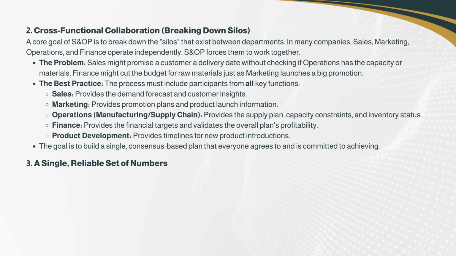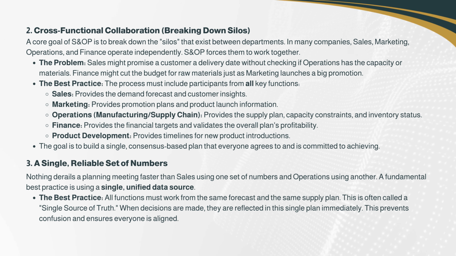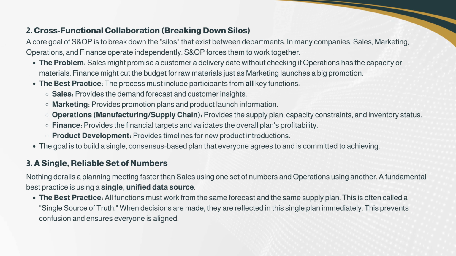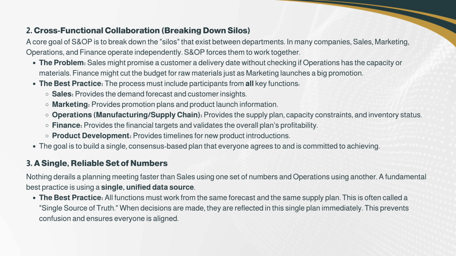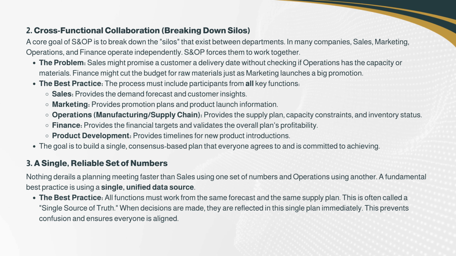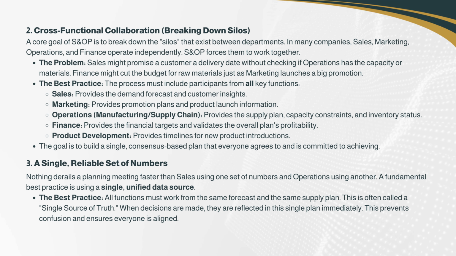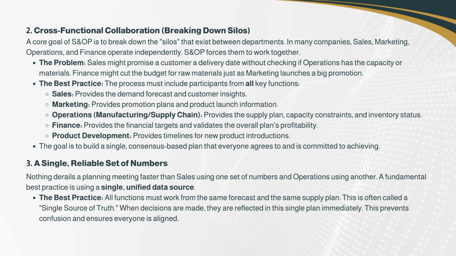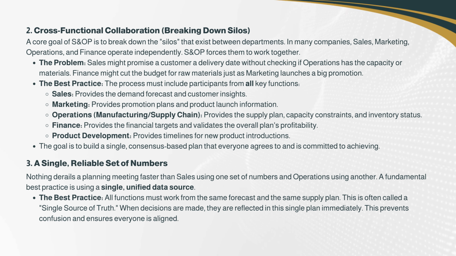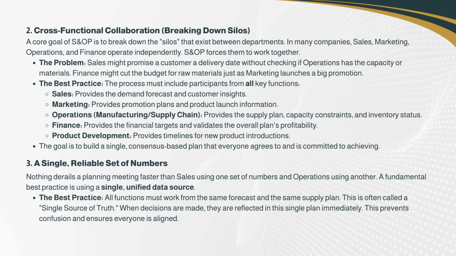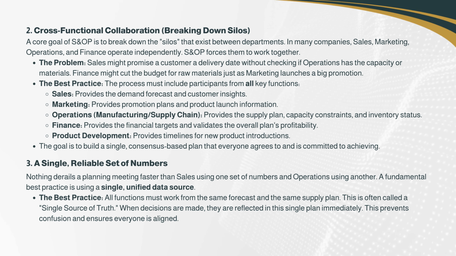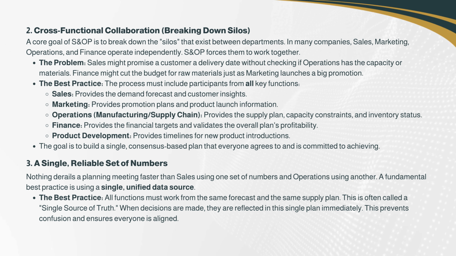3. A single, reliable set of numbers. Nothing derails a planning meeting faster than sales using one set of numbers and operations using another. A fundamental best practice is using a single, unified data source. The best practice. All functions must work from the same forecast and the same supply plan. This is often called a single source of truth. When decisions are made, they are reflected in this single plan immediately. This prevents confusion and ensures everyone is aligned.